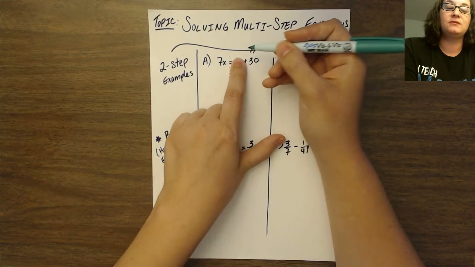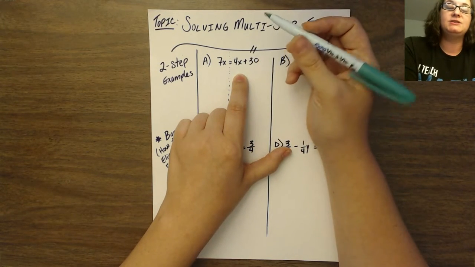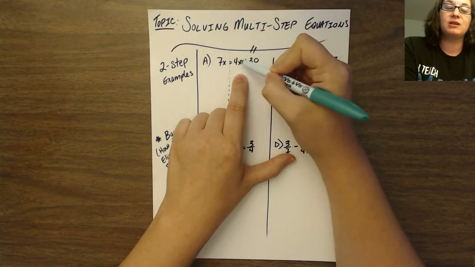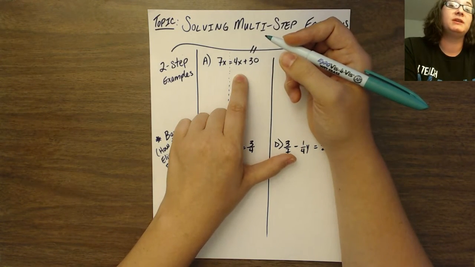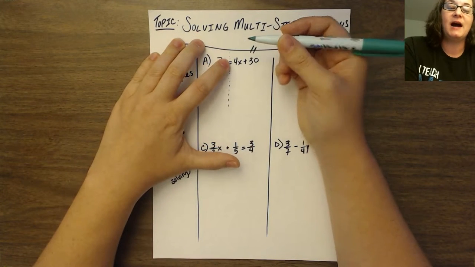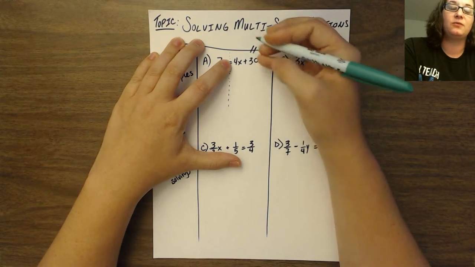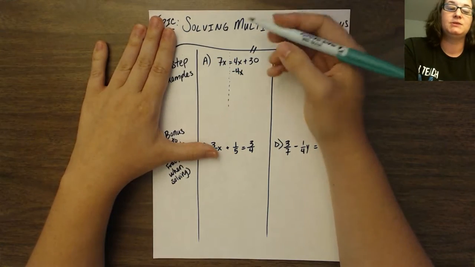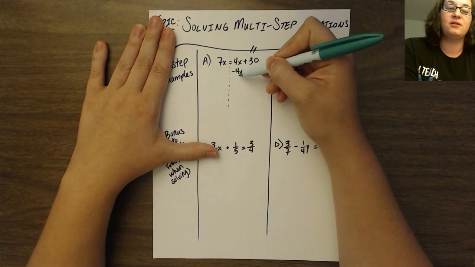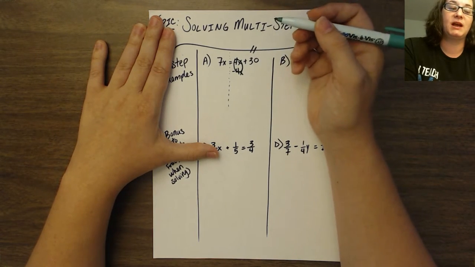Now in order to get rid of it on this side, I can't just cross it out. I need to mathematically be able to get rid of this whole term, 4x. And to do that, I want to create what's called a zero pair. And that is the opposite of whatever's happening. This currently is a positive 4x, so the opposite would be if I had a negative 4x. If I add these two things together, a positive 4 and a negative 4 make 0, which is why those two terms cancel out.